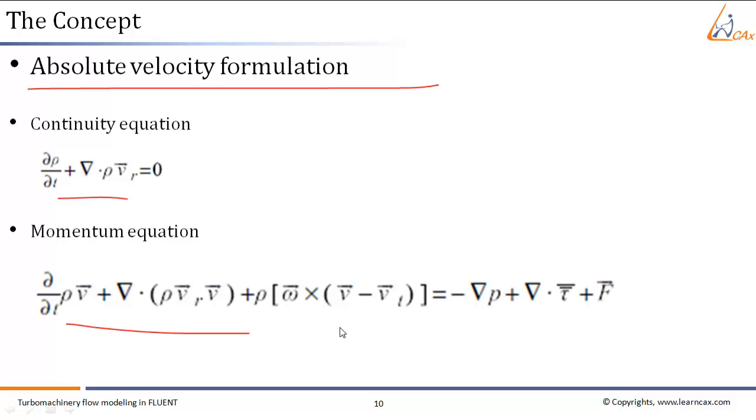In this formulation, the Coriolis and the centripetal acceleration can be further simplified into a single term, which is this particular term. This is given by omega bar cross the subtraction of V bar and Vt bar. The term is relative velocity, this particular term. There is no explicit term involving A bar, that is translation acceleration, here, since it is written in terms of absolute velocity. So this is the momentum equation for absolute velocity formulation.